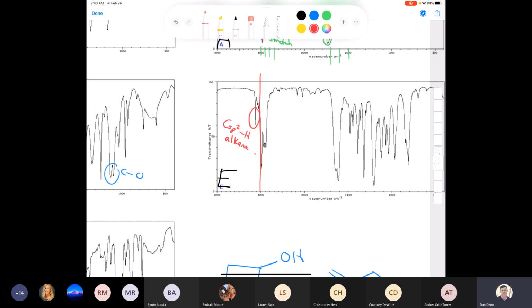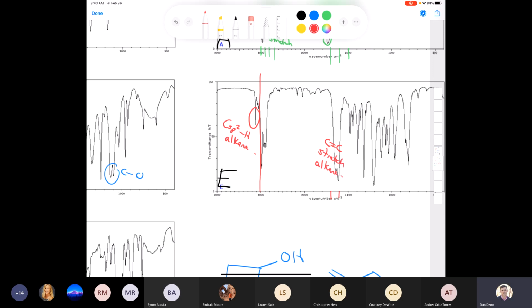You should have a carbon-carbon double bond stretch at around 1630. Well, in this case, it just doesn't happen to be weak, right? Here's 16, here's 17. So this signal here actually represents the carbon-carbon double bond stretch from the alkene.